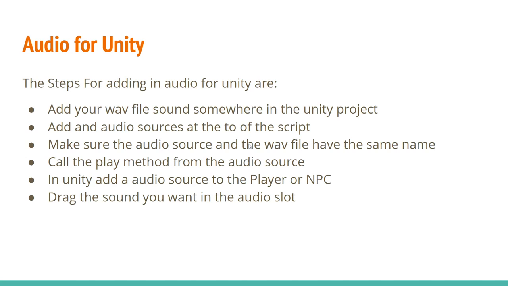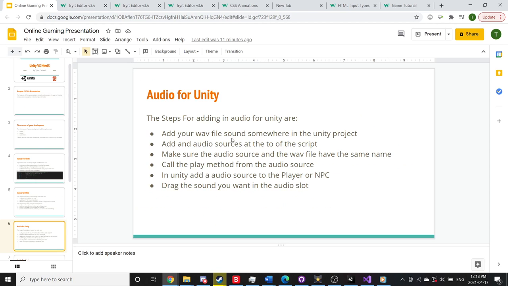You're going to call the play method from the audio source in the script, because each audio source has a play method in Unity. You just need to call that, and then in the Unity editor, you go to, say, the character, or to my gun. In my example, I used the gun. I put an audio source in Unity on that, and then I drag the sound I want. For the character, I wanted to drag the sound onto the source.